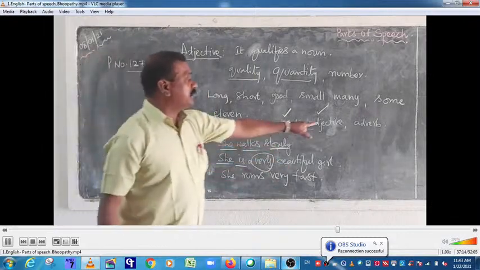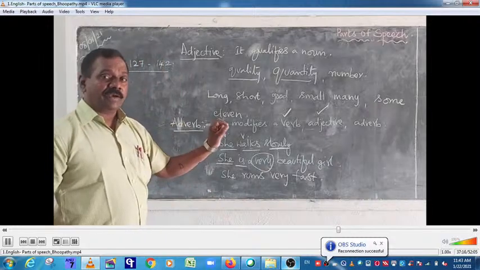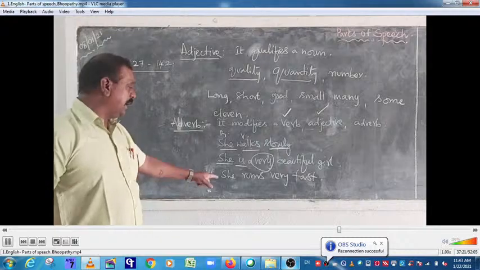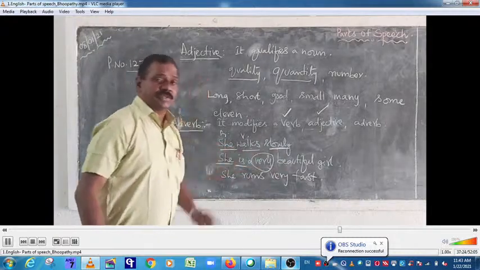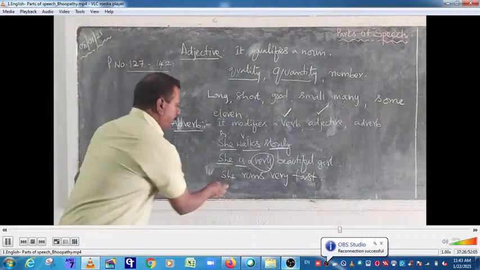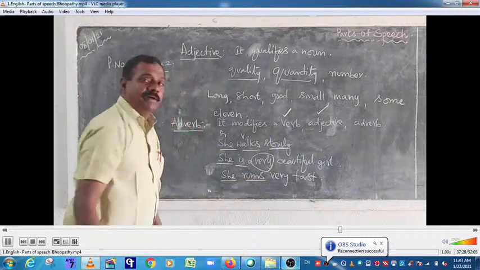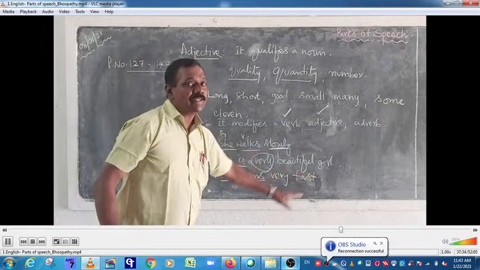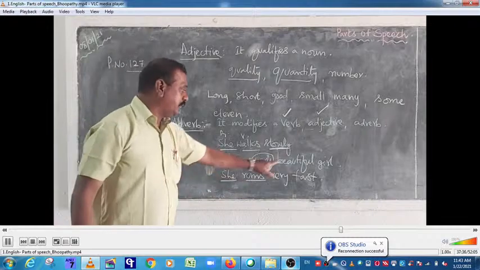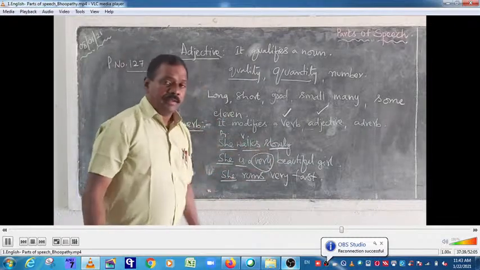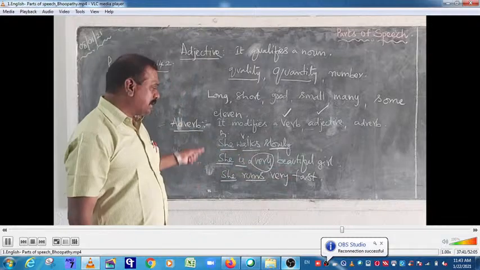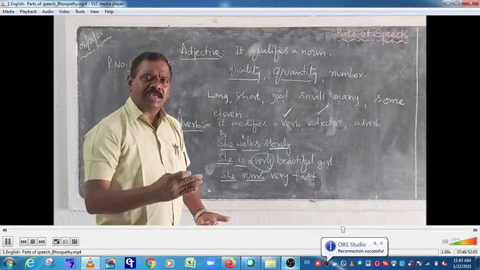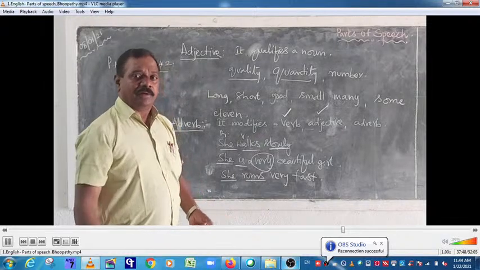Coming to the last function of the adverb. So what is the wonder? One adverb modifies another adverb. Here, she runs fast. She is the pronoun, runs an action word, verb, fast. How does she run? She runs fast. So fast is an adverb. She runs slowly. She runs quickly. She runs cleverly. She runs easily. So these ending words are adverbs.